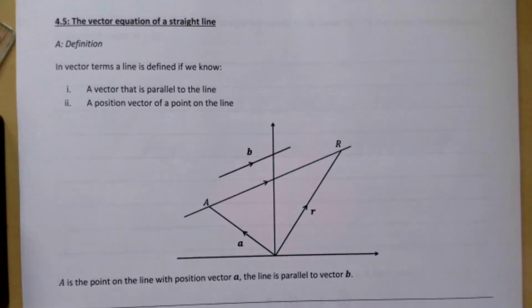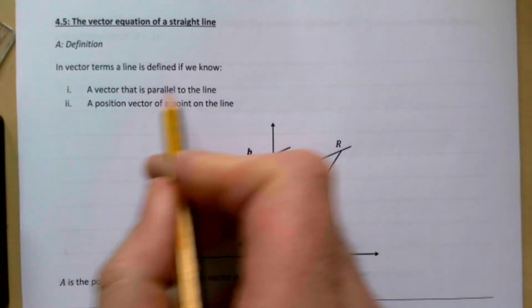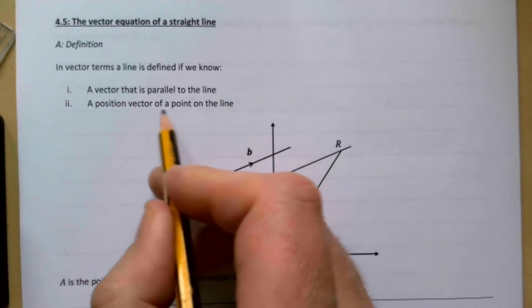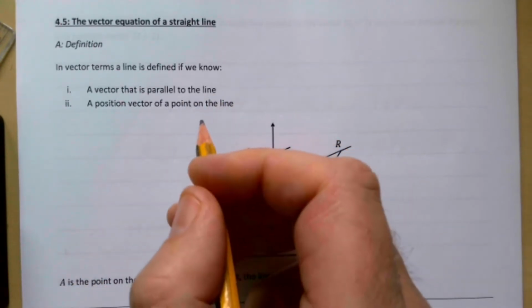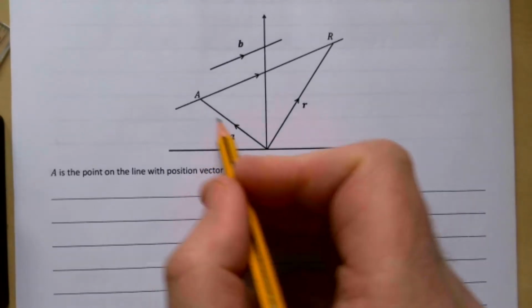This is A-level Further Maths, and we're looking at chapter 4, vectors, and we've now moved on to the vector equation of a straight line. So in vector terms, a line is defined by a vector that is parallel to the line and a position vector of a point on the line. That won't make too much sense yet, but I'll explain in a second. So let's see where it's all coming from.